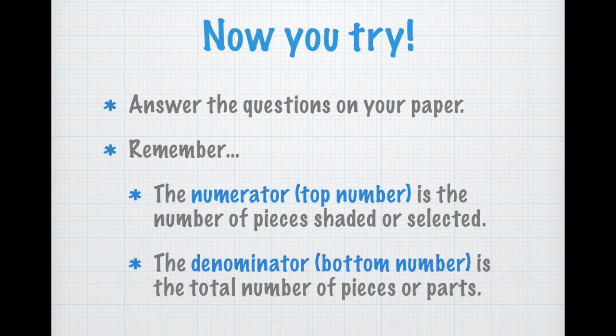Now you try. Answer the questions on your paper. And remember, the numerator, or top number, is the number of pieces shaded or selected, and the denominator, the bottom number, is the total number of pieces or parts.